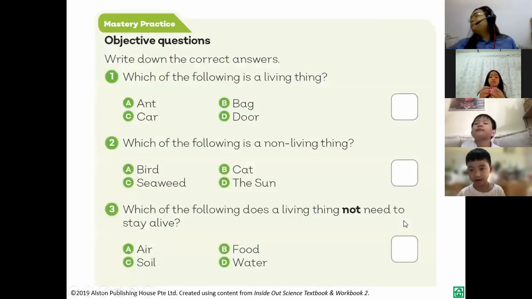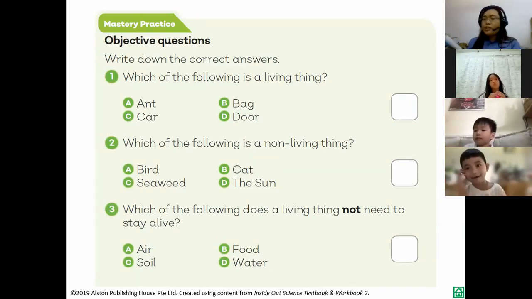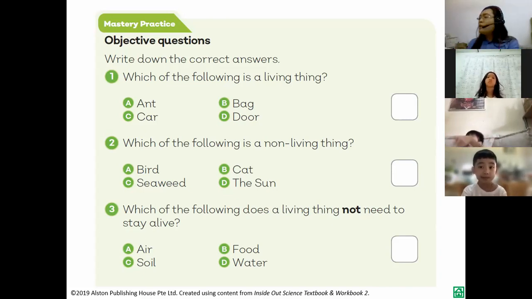Now turn your book to page number 4, workbook page number 4. Let's try to answer the objective questions, okay? This one is multiple choice, so you have to choose the best answer. First question, who wants to read number 1?